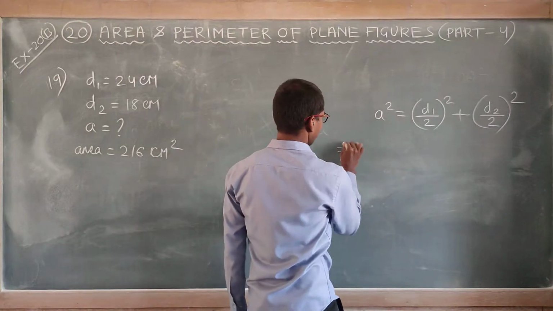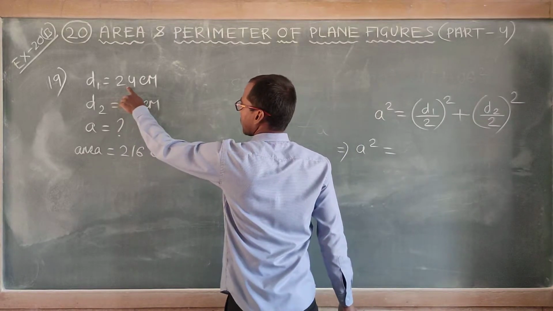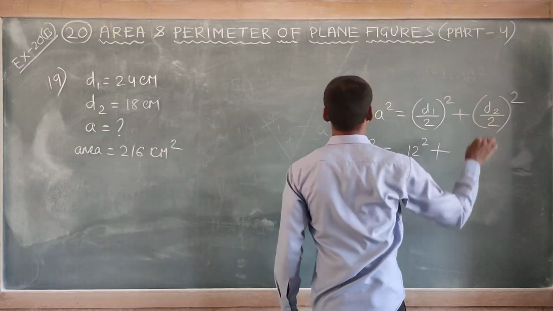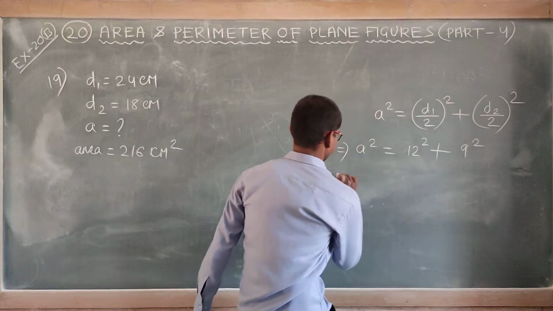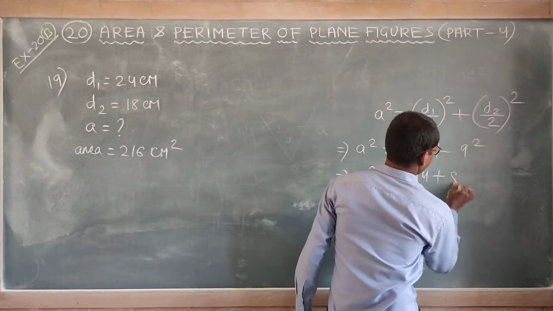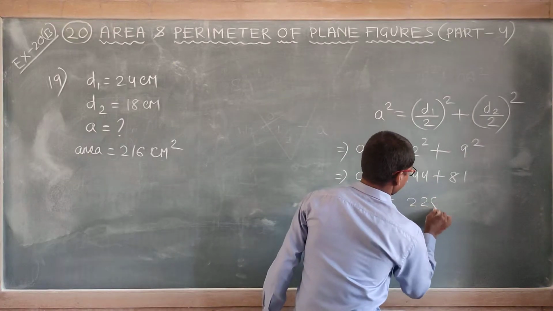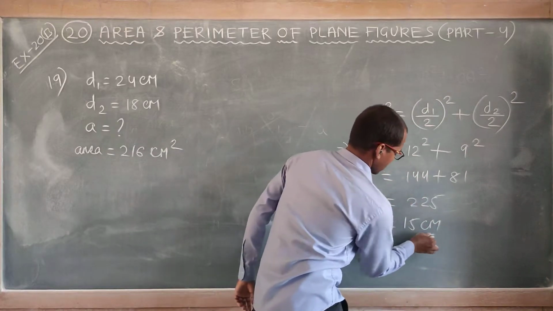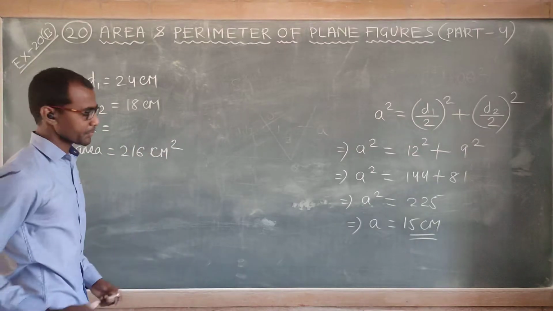So let us put in the values and find the side. A square is equal to D1 by 2, which means 24 by 2, which is 12, squared, plus D2 by 2, which means 18 by 2, which is 9, squared. A square is equal to 144 plus 81, which is 225. A is equal to 15 centimeter.